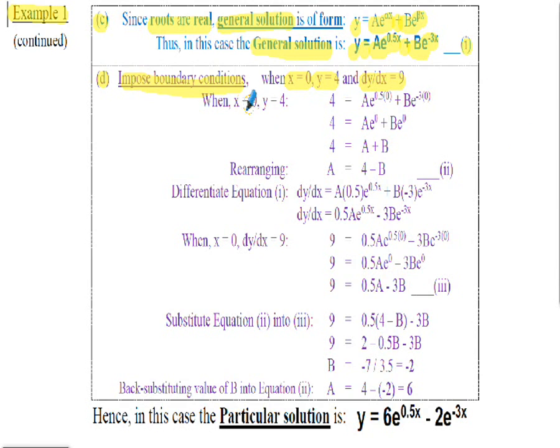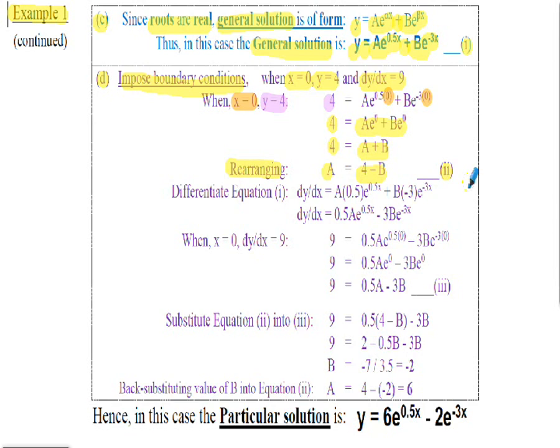So now imposing the boundary condition when x is equal to 0, y is equal to 4. So inserting 0 into the right hand side of the equation where we see an x, and putting the 4 on the left hand side of the equation where we have the y. So the next line of the equation becomes 4 is equal to A e to the 0 plus B e to the 0. Don't forget anything to the power of 0 is 1. So that's basically 4 is equal to A plus B. I've rearranged the equation to make A the subject, so A is equal to 4 minus B, and I've called that equation 2.